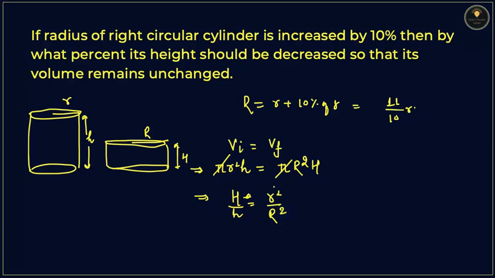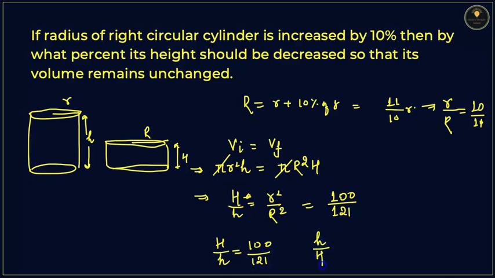And here, if you want to write it like this, I can get the ratio small r upon capital R, which is equal to 10 by 11. And you will write it as 100 by 121. You will get capital H upon small h is equal to 100 by 121. Now if I want to write it in the other manner, you will write small h upon capital H is equal to 121 upon 100.